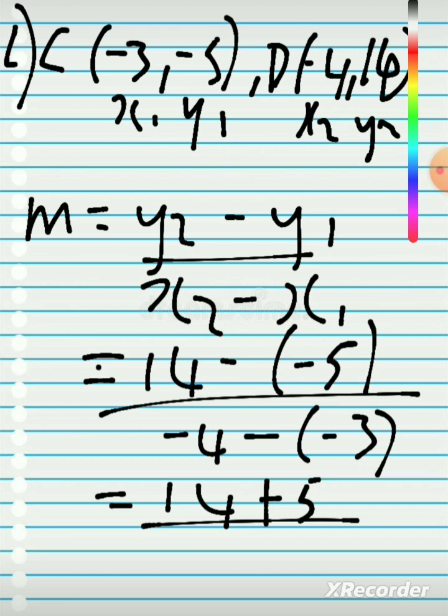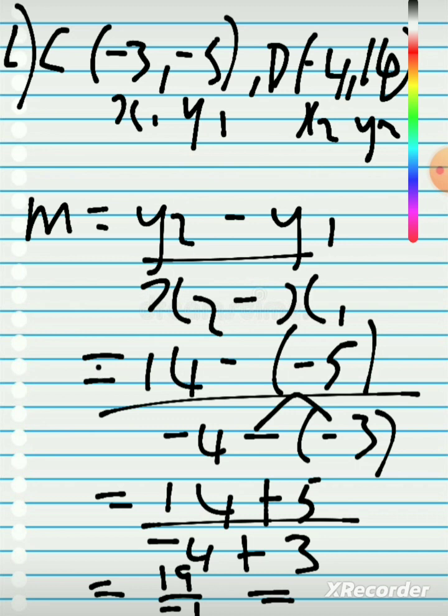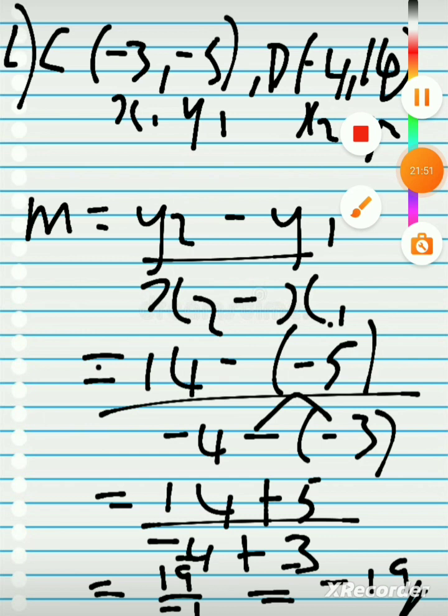Okay, here we have -4. Negative times negative, it's plus 3. So this will be 14 plus 5, 19. -4 plus 3 is -1. So 19 divided by -1 is -19. Sorry, -4 plus, is this 3 or 5? What is our x1? Our x1 is, oh yes, so it's correct, it's -19.